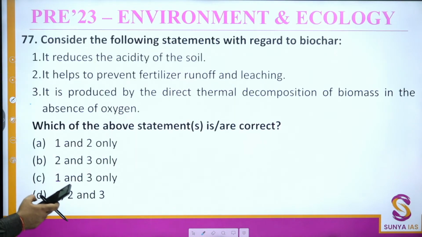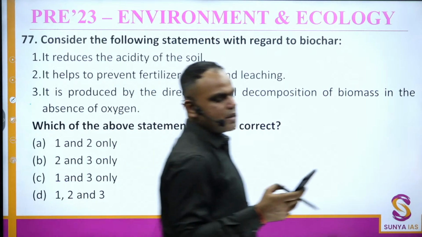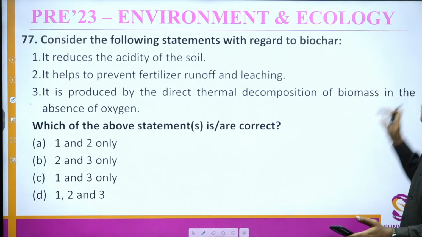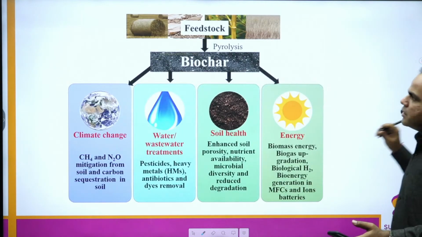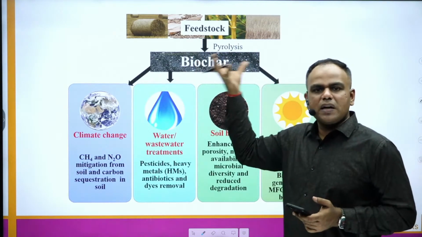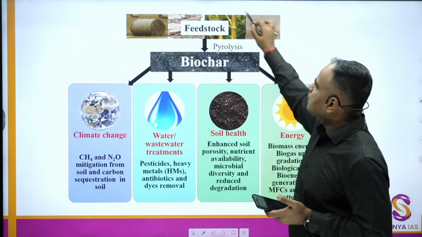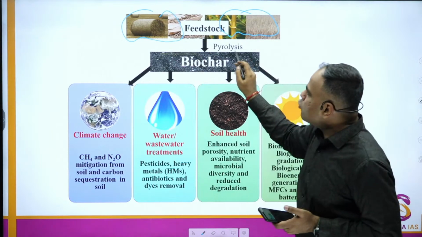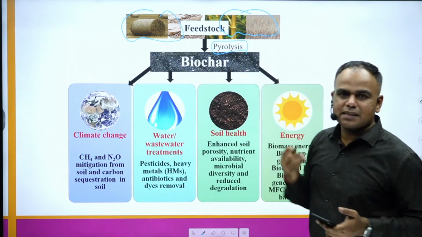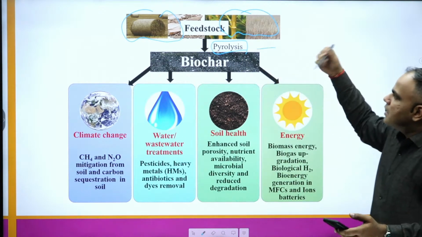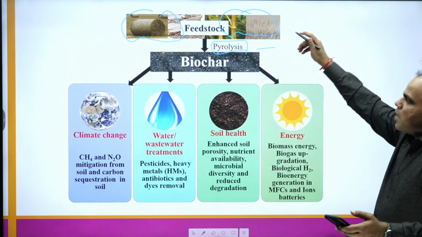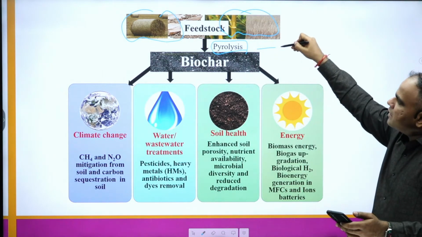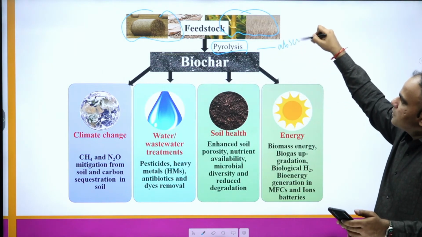Moving forward now. The next question, 77, is on biochar, however you want to say that. I'll just tell you the process behind it. You have a basic feedstock. Feedstock can be, let's say, some bamboo shoots or some different biomass. Then you go to a process of pyrolysis. Pyrolysis means heating the waste or the biomass at increased temperatures, and heating them in the absence of oxygen.